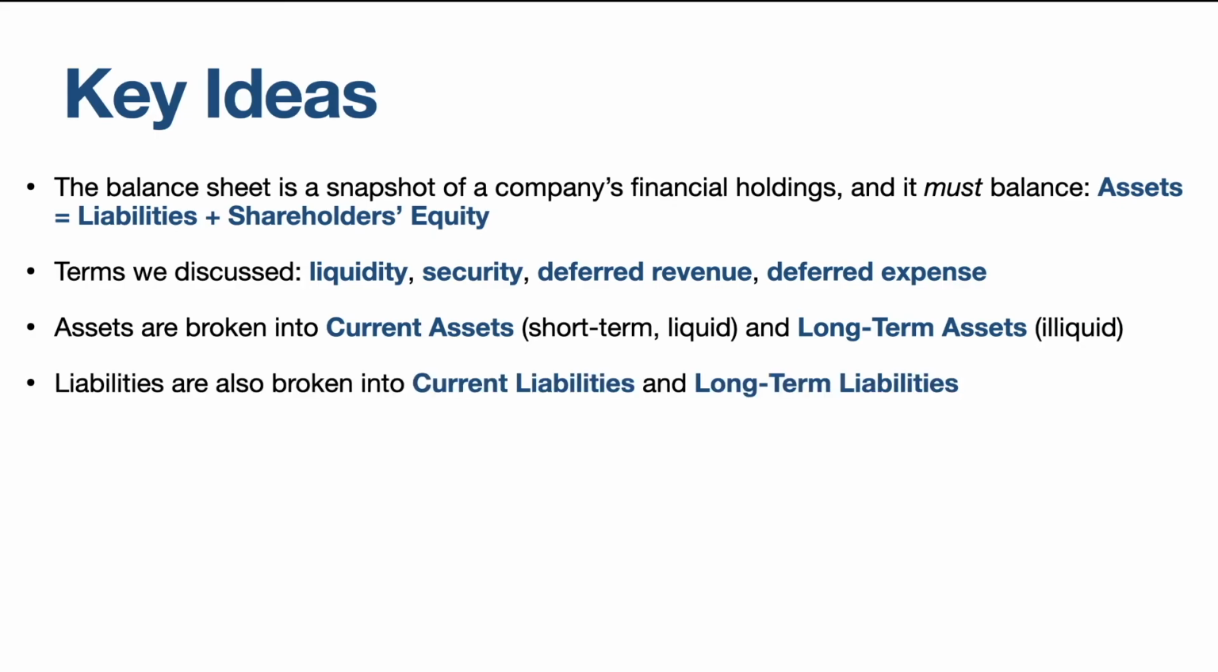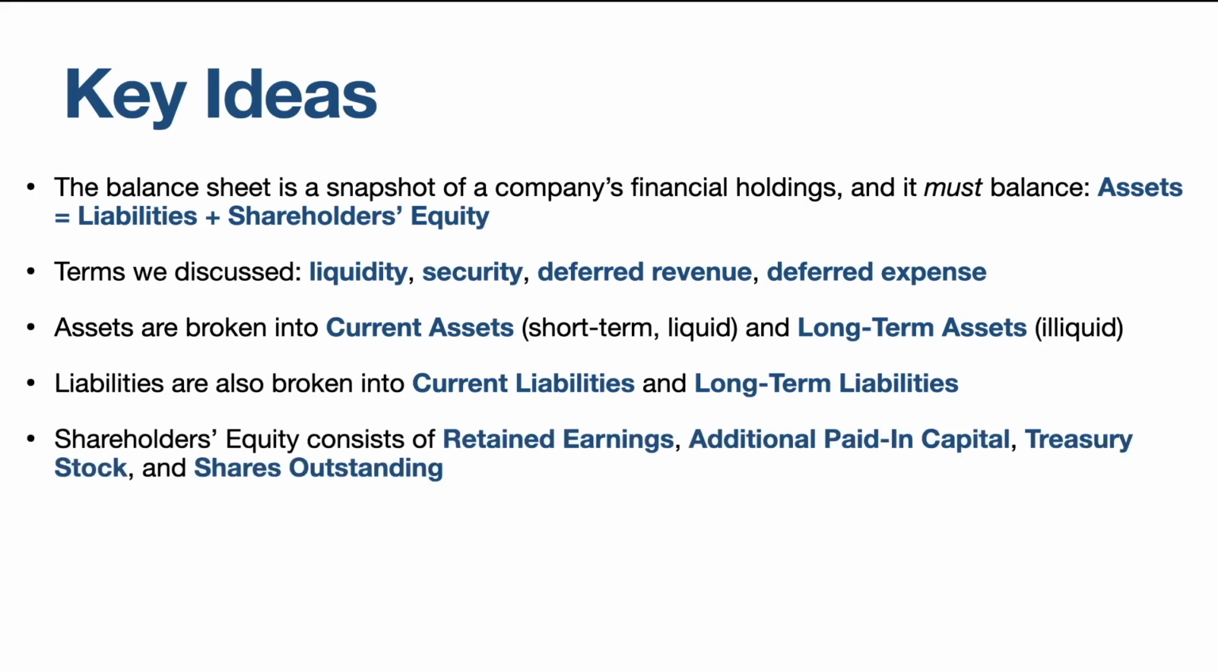Liabilities are also broken into current and long-term liabilities. Current liabilities is the category of cost that a company has to pay in the short term, like employee salaries or the electricity bill, while long-term liabilities are obligations a company has to pay over a long time, like a debt owed to a bank that might be collected over many years.